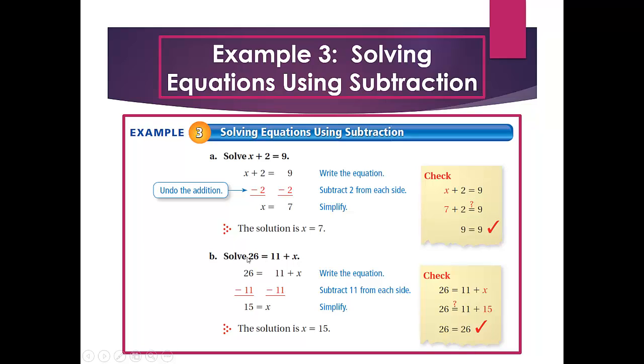Now for B, we have solve 26 equals 11 plus x. We want to undo this addition. Since we have no sign in front of the 11, it's positive, so we would subtract. The opposite of a positive number would be subtracting 11. So we're going to subtract 11 from each side.